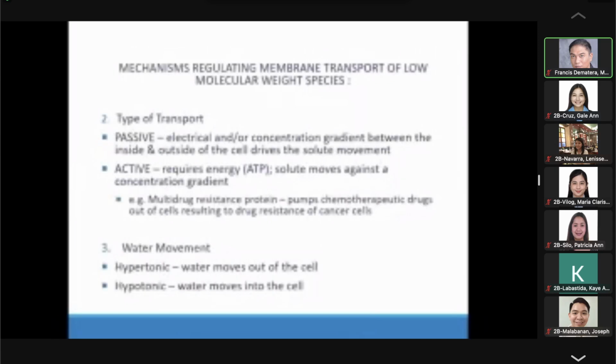As a type of transport, passive transport is when the solute movement is driven by an electrical or concentration gradient. In active transport, this requires the use of ATP when the solute moves against a concentration gradient. So an example for this is the multi-drug resistance protein, where it pumps chemotherapeutic drugs out of the cells, resulting in drug resistance of cancer cells.